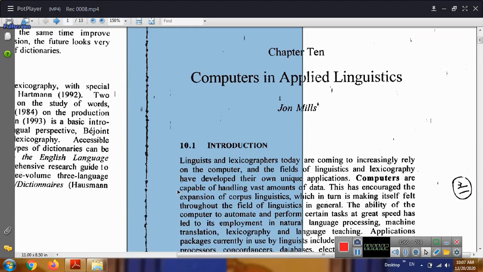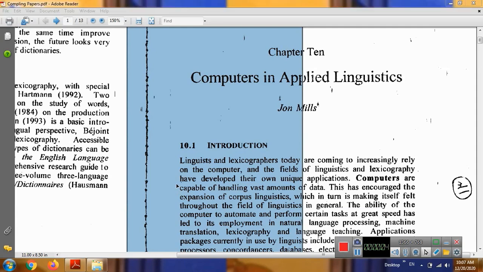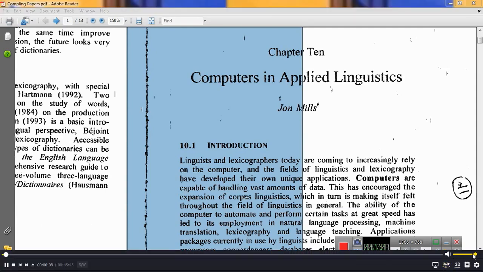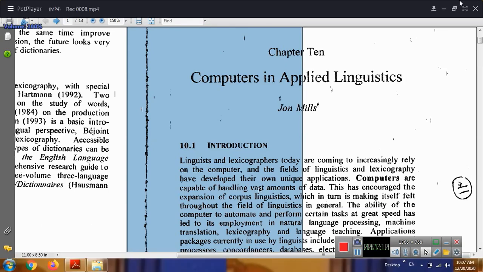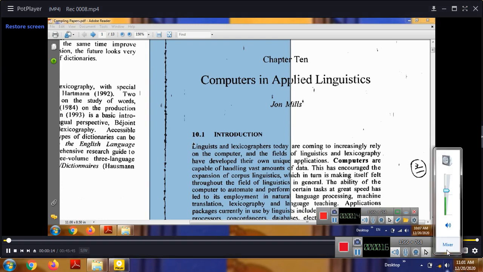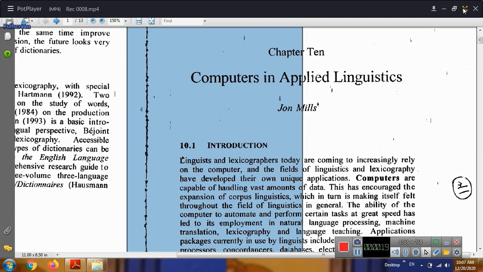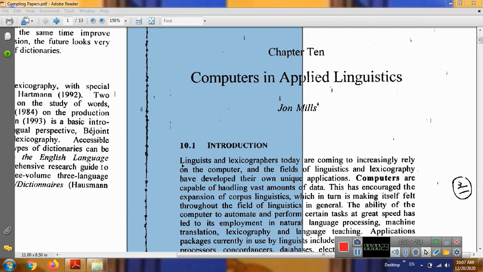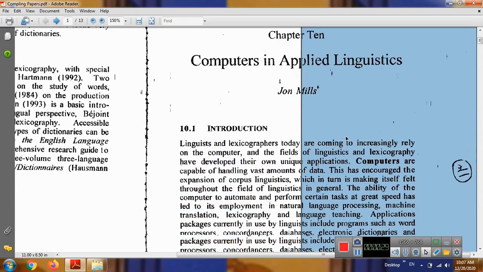In the name of God, in this session we will read another article connecting to corpus linguistics, which is about computers in applied linguistics. In this article, some matters and concepts are shared with the previous article, but other matters and concepts are different from the previous article and are new.